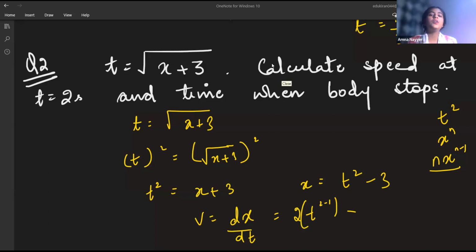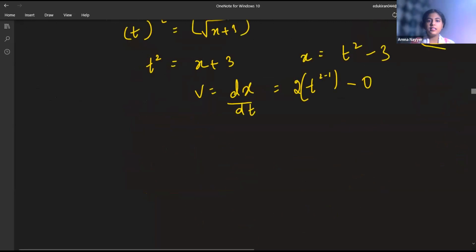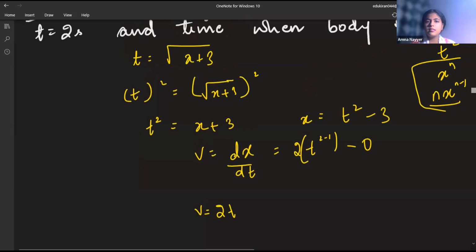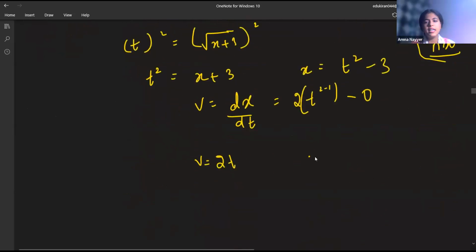See, whenever you're differentiating a constant number, you get 0. So 3 is a constant number. Here it was a variable, so you can apply this formula. But when this is a constant number, this becomes 0. Fine, this becomes 0. So what are we left with? Only 2t. Is the time given to us? Yes, t is equal to 2 seconds. So velocity becomes 2 into 2, that is 4 meters per second.